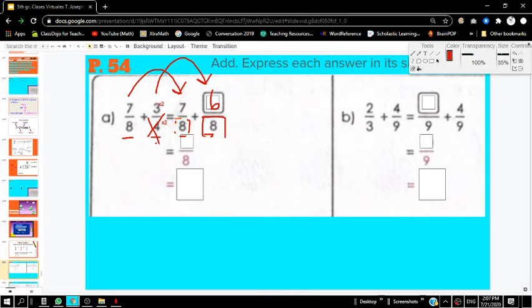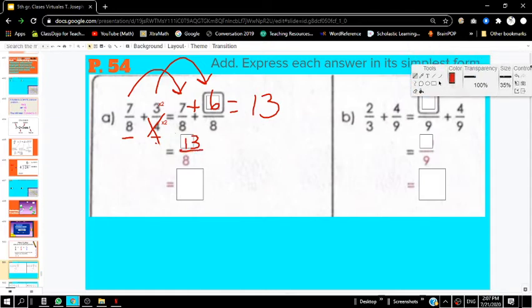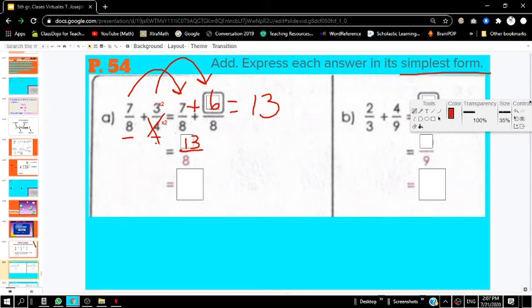Okay? We have 6/8 plus 7/8. Now, just like we did before, since the denominator is the same, we just add the numerators. 7 plus 6 is 13. So, our answer is 13/8. But we're not completely done yet. What we need to do with that number is we need to simplify it even more. Our directions say, find your answer in the simplest form.